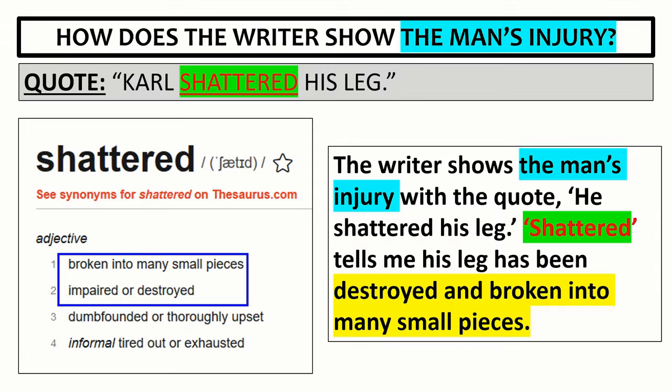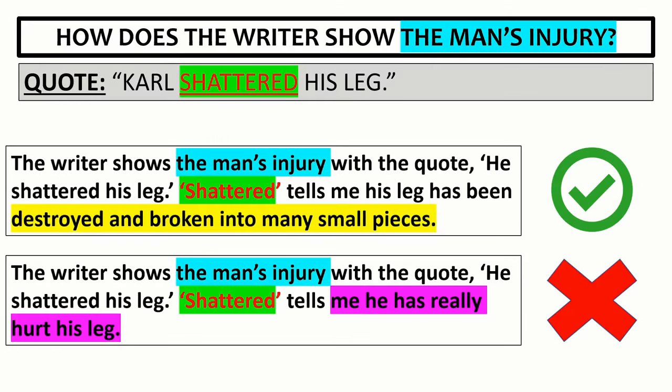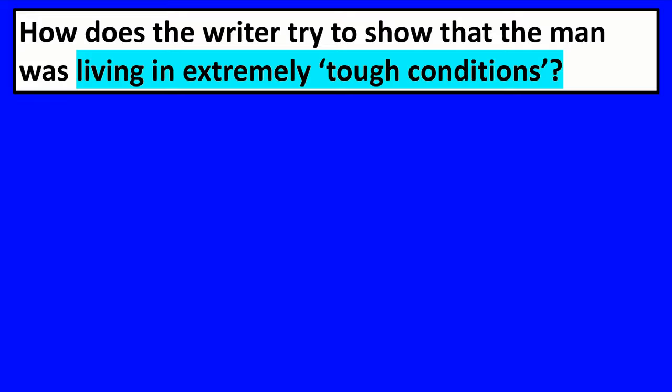So I put the writer shows the man's injury with the quote, he shattered his leg. This tells me his leg has been destroyed and broken into many small pieces. So that would get me a mark. What wouldn't get me a mark is what a lot of students do, when they give me a generic answer, where instead of saying shattered, this means it's destroyed and broken into small pieces, they may say something like shattered, this tells me he's really hurt his leg. Or this makes it exciting for the reader. That won't get you a mark. You've got to zoom into the specific word.